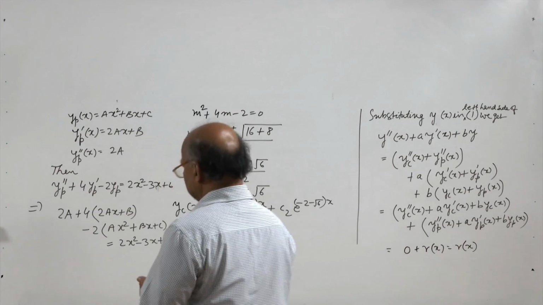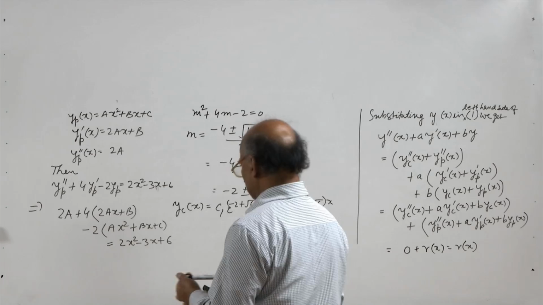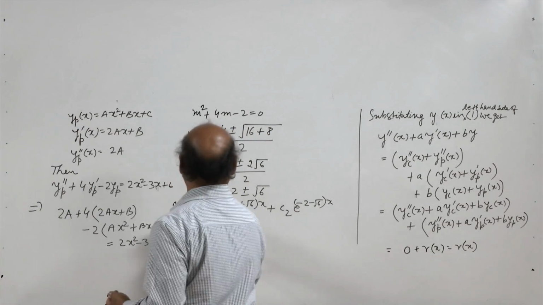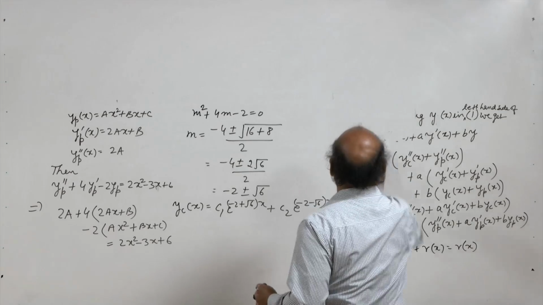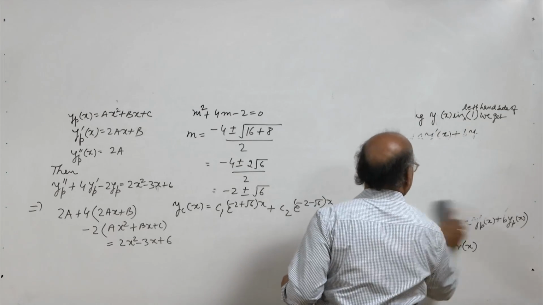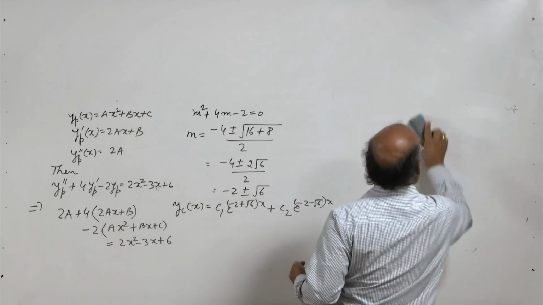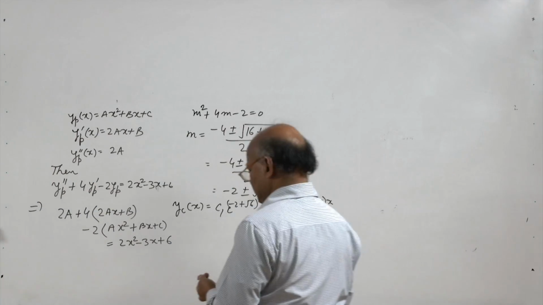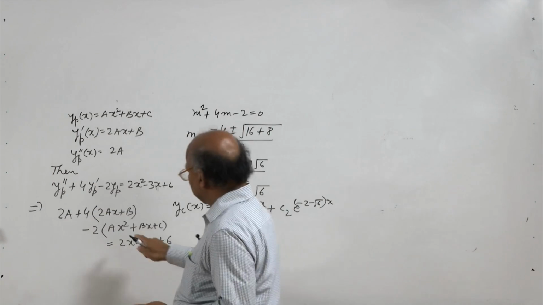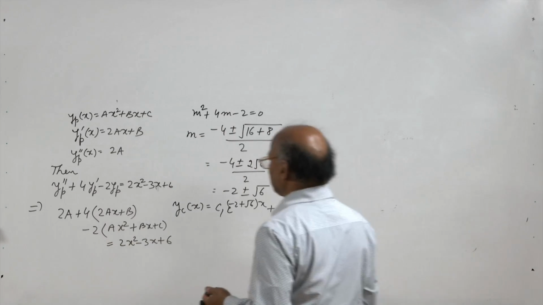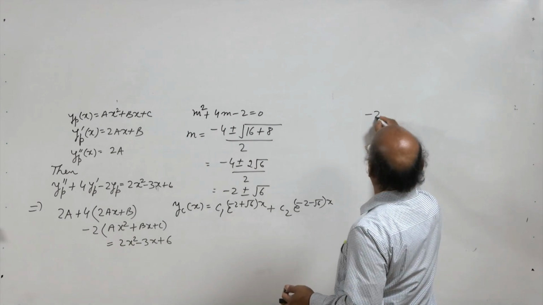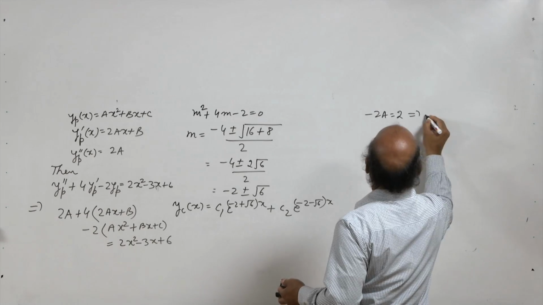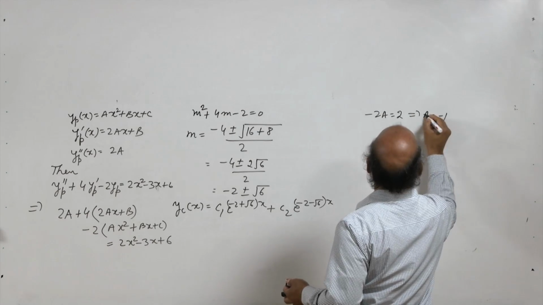Now, this equation is valid for all values of x, so it must be an identity, and therefore, the coefficients of like powers of x must be the same. So, if we equate the coefficients of like powers of x, we get the values of the unknown coefficients a, b, c. You can see that here the coefficient of x square is minus 2a. So, minus 2a equal to 2, which gives us a equal to minus 1.